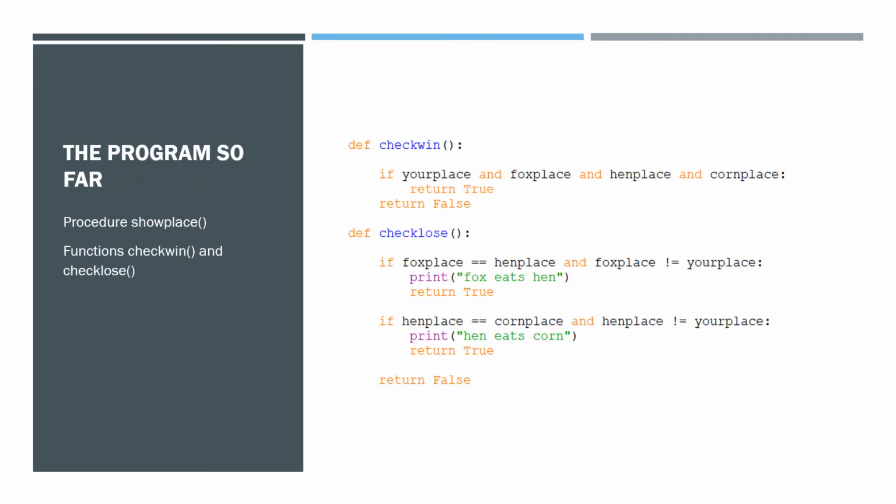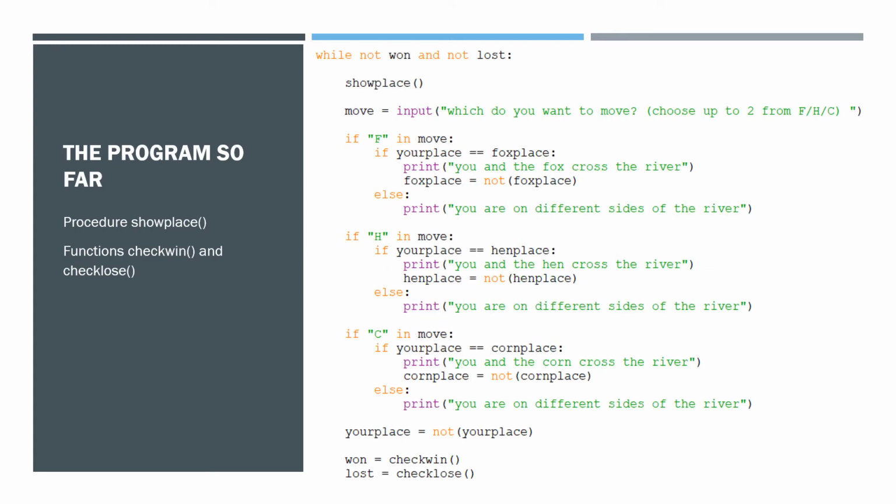So let's see what the program looks like so far. We've created a procedure called showPlace, and now we've also created functions called checkWin and checkLose. And checkWin and checkLose return either true or false to the main program, depending on whether the win or lose conditions have been met. And here's the main program. If you look at the bottom two lines of the program, we call those procedures and we assign the returned values to suitable variables.